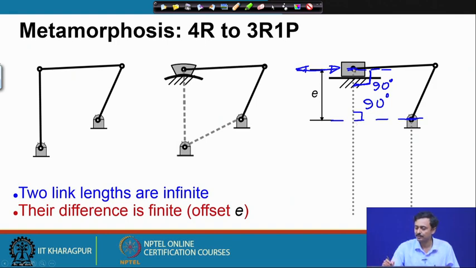I can define distances between the ground hinge here and the slider hinge in various ways. I can join them and measure a distance, but this distance, please note, is measured perpendicular to the direction of travel, the distance between the ground hinge here and the sliding hinge on the slider. So, measured perpendicular to the direction of travel.